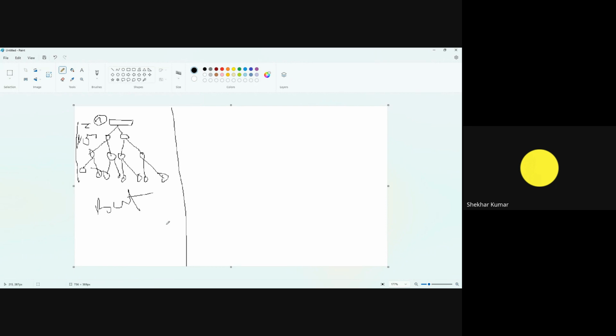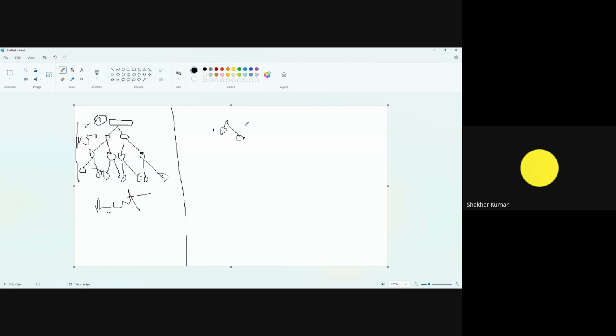While in the worst case, if every time the last element or the first element is selected as the pivot element, how will the partition occur? If every time the last element is the pivot element, or the first element, suppose in the first case the first element is the pivot element, then there will be only one element at one side and the remaining elements will be on the other side.